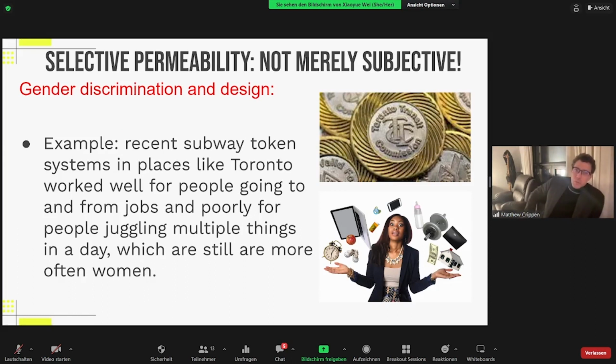Of course, in a world where everybody is treated equally, we would expect this to be an equal issue for men, women, and other genders. But we all know that we don't live in this world. We all know that men more often are going to work and coming back, whereas women are bearing the brunt of the burden of having to do these other things. So even something as simple as a token system makes space selectively more closed to women.